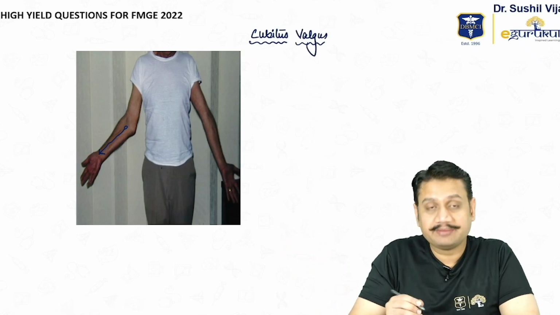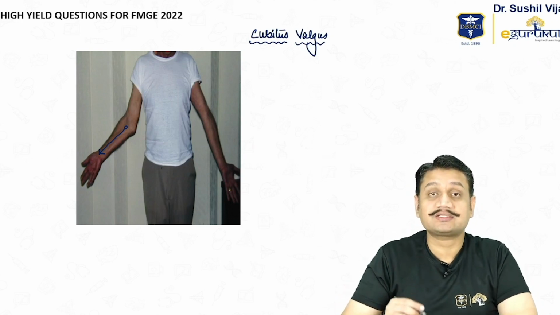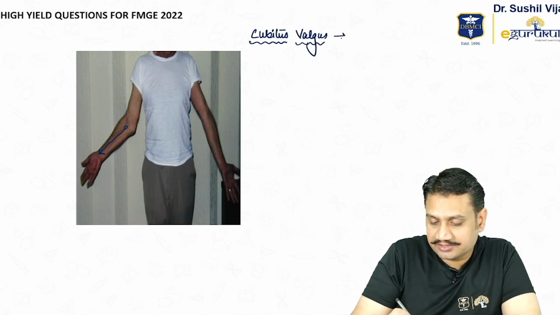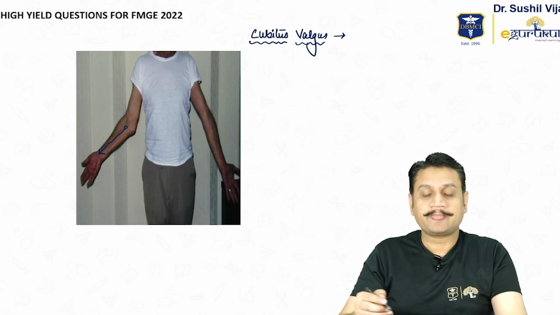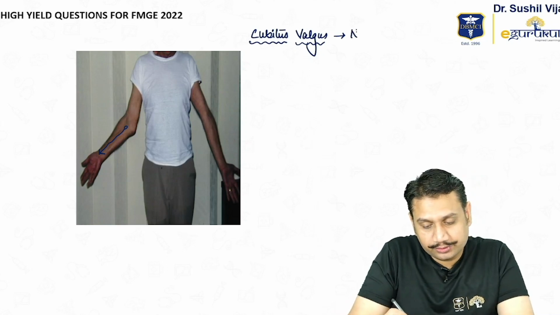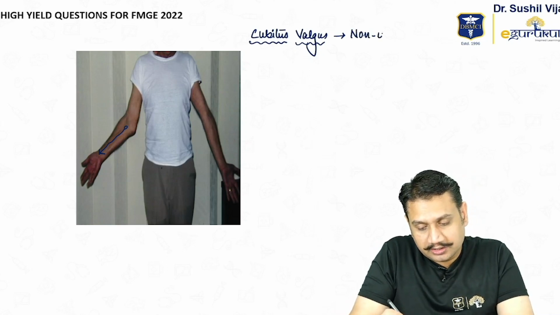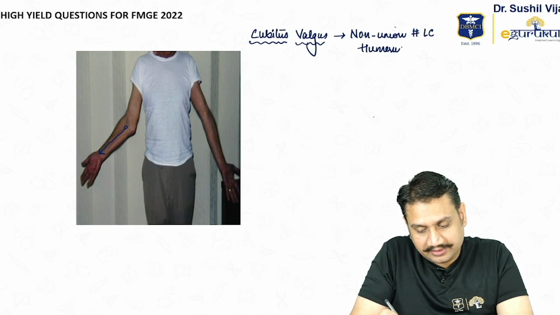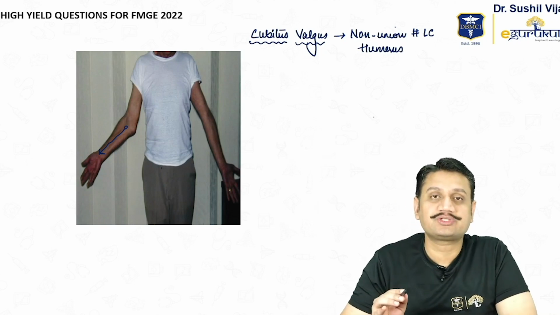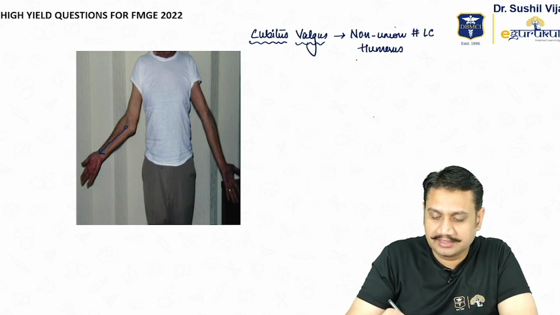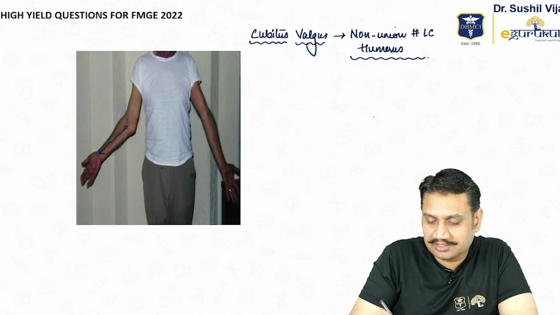They may give you the image and ask what deformity it is, or they may ask you that cubitus valgus is related to what kind of injury. Cubitus valgus is usually related to a non-union of the fracture of the lateral condyle of humerus. Now there are so many questions associated with this simple topic, that is, non-union of the lateral condyle.